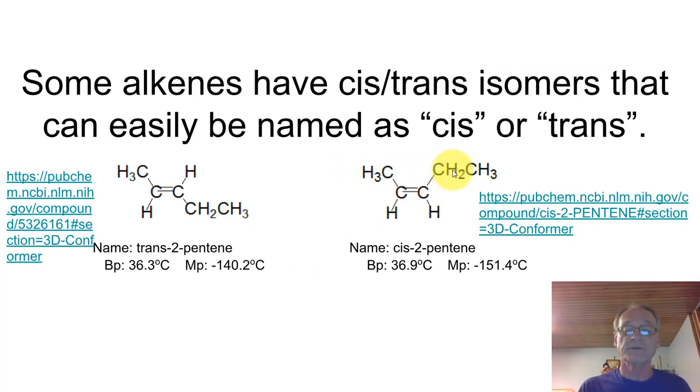This, on the other hand, is cis-2-pentene. Obviously, the methyl and the ethyl group are cis to each other. The two hydrogens are cis to each other. Again, these are two different compounds, as indicated by their different boiling points and different melting points.